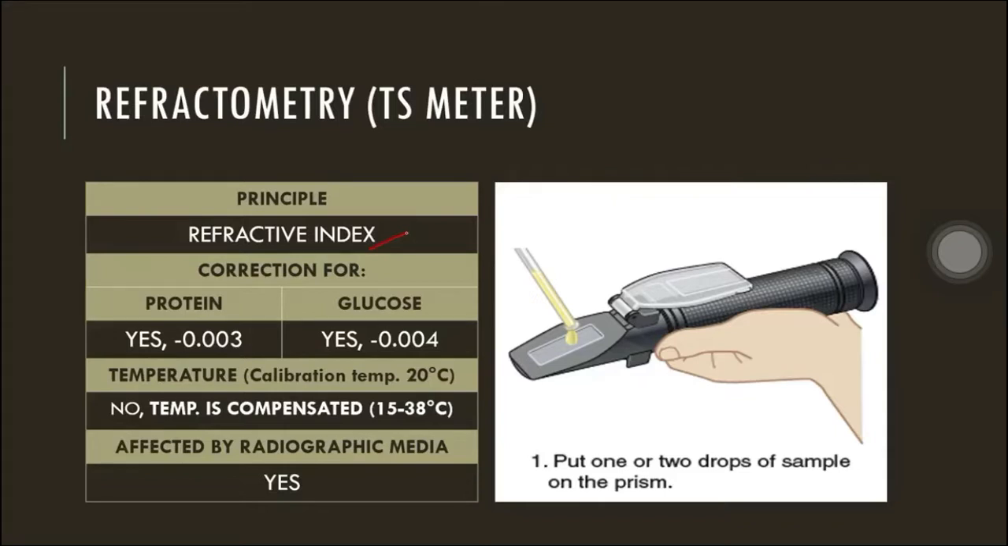Okay, so the more dissolved substances in the urine, the lower the velocity of light in the sample. The velocity of light decreases in the sample, of course.